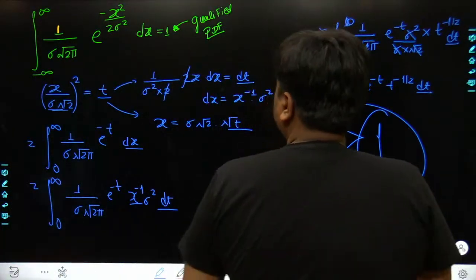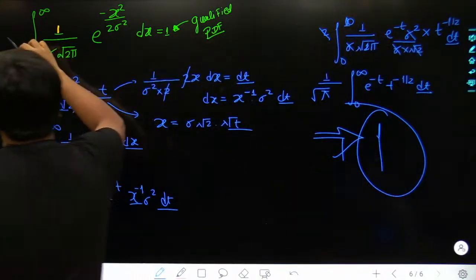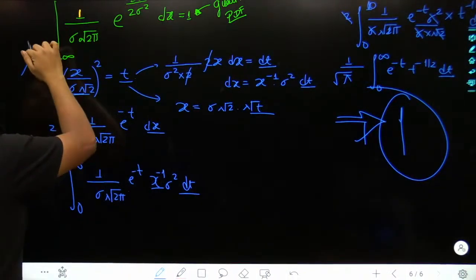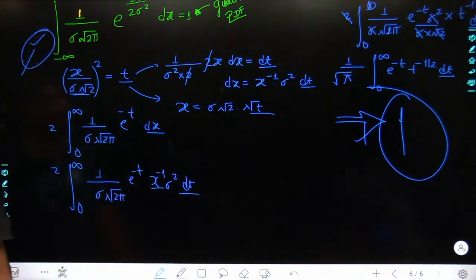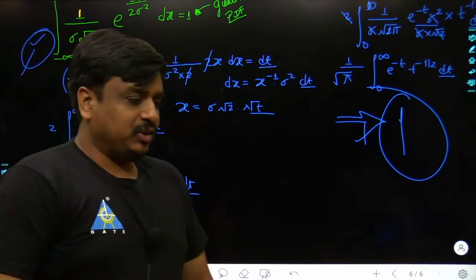So what we can say, this would be a valid PDF for any kind of value of sigma as well as any kind of value of mu.